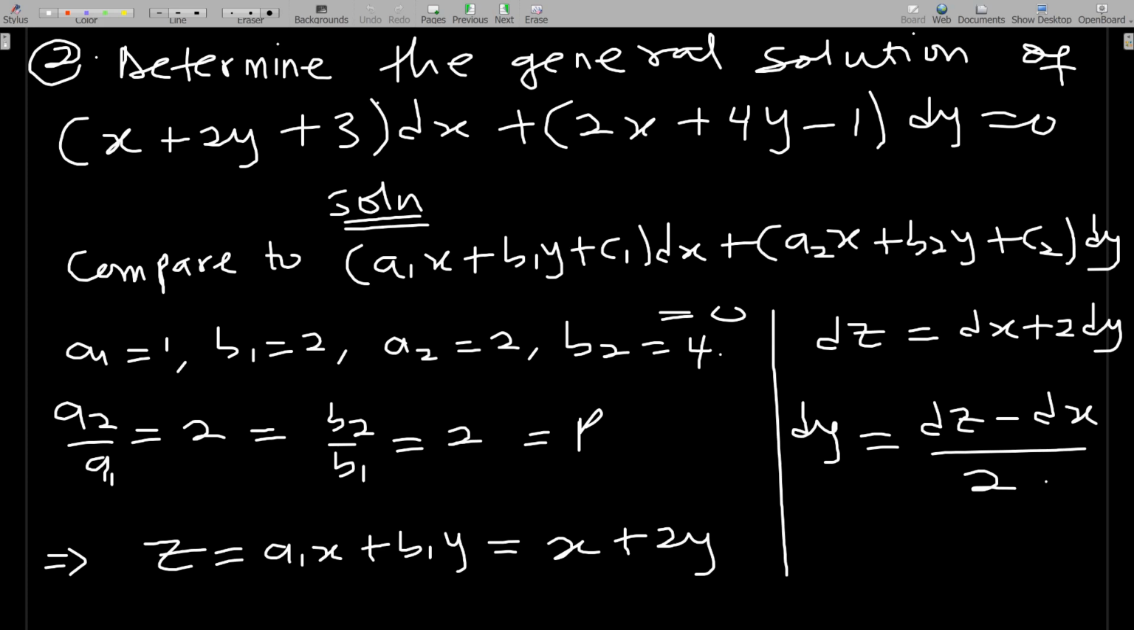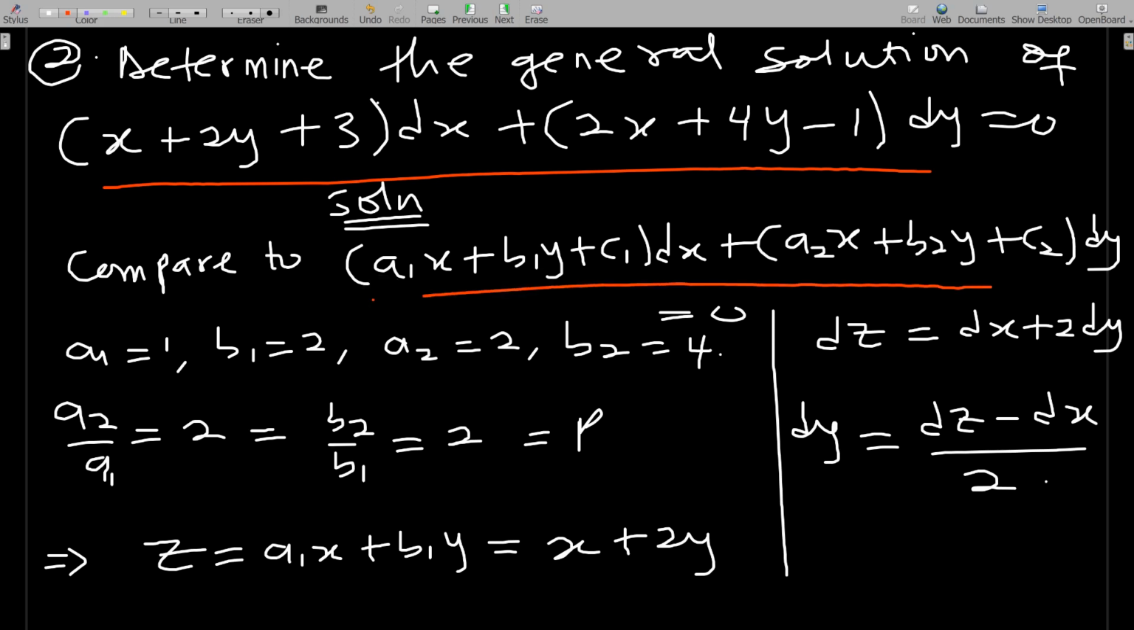So let's look at the second one, and this is very short. Determine the general solution of this differential equation: (x plus 2y plus 3) dx plus (2x plus 4y minus 1) dy equals 0. You have to compare this to the general one, that's the linear coefficients. a1 is this, b1 is that, a2 is that, b2 is that.